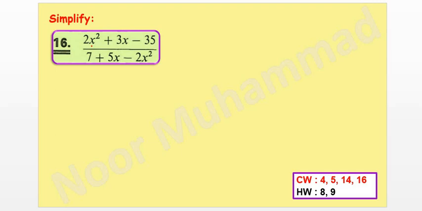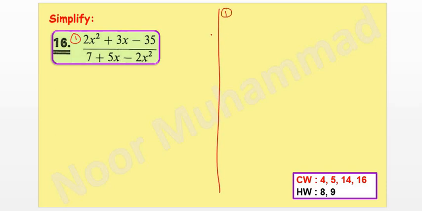As you can see, when I look at the numerator, it's already in the standard form, 2x squared plus 3x minus 35, but the denominator, it's not written in the standard form. So better first of all write it in the standard form. So it's 3x minus 35, or you can do all this in your rough work here, the working area, right? So this is number 1. So let's factorize number 1.